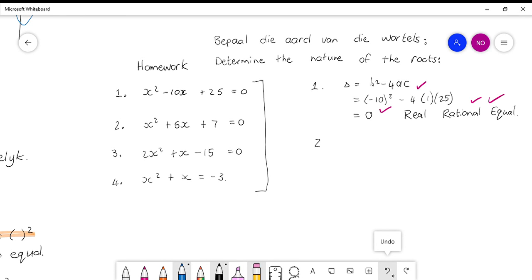Okay. Number 2 is already in its standard form. Dis die eerste ding wat jy kyk, is hy in sy standaard vorm? Ja. So dan gaan stel jy net in. B is 5 kwadraat minus 4 maal 1 maal 7. And that gives you a negative answer, isn't it? Yes. 25 minus 28. Is it minus 3? Okay. Negative 3. That's the lucky one. You only have to write down one thing. What do we say? Non-real. Non-real, nie real, nee? Easy points, boys.